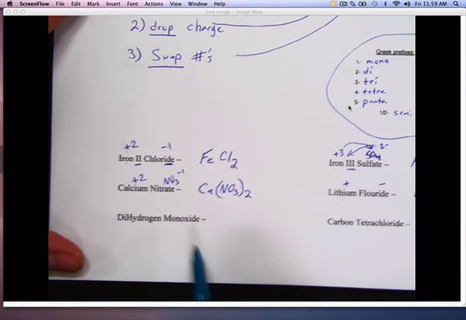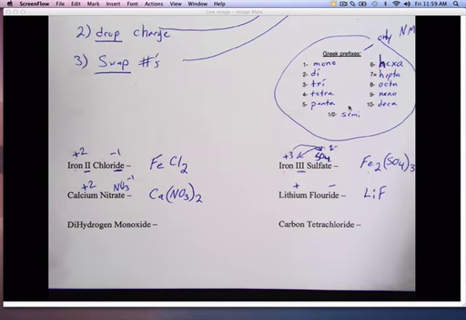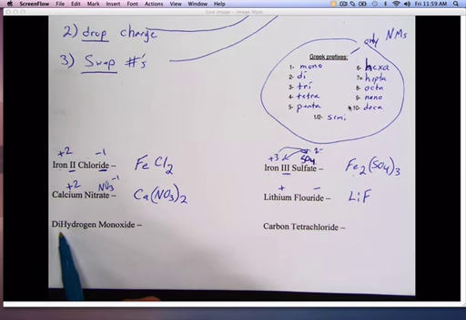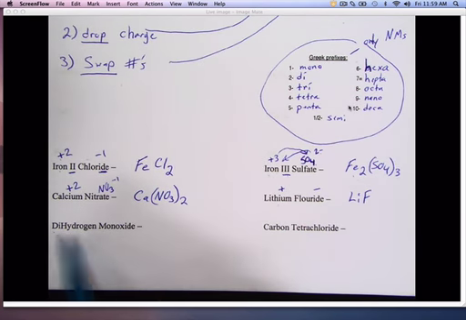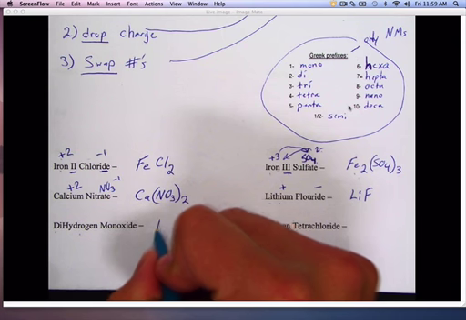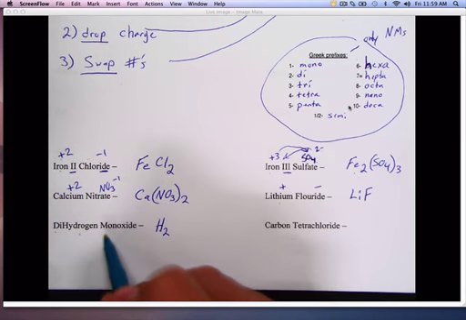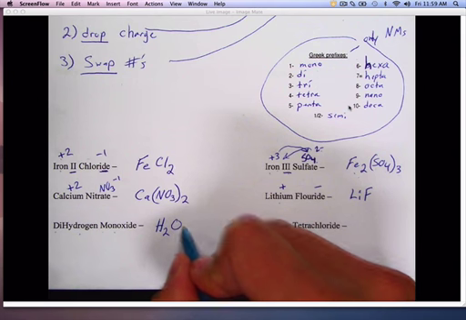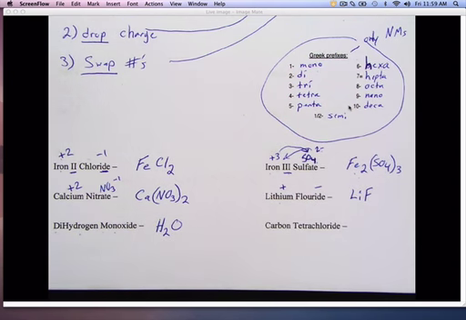Now, what if we have 2 non-metals? And here's where the prefixes, remember the prefixes? This is where the prefixes come into play. The prefixes tell you how many you have already. Dihydrogen, that means I have 2 hydrogens, so I write H2. Monoxide, mon means 1. So that means I have O1, H2O, which is another fancy name for water.